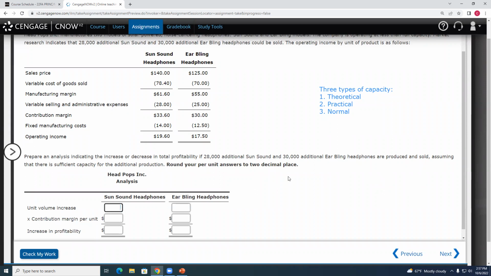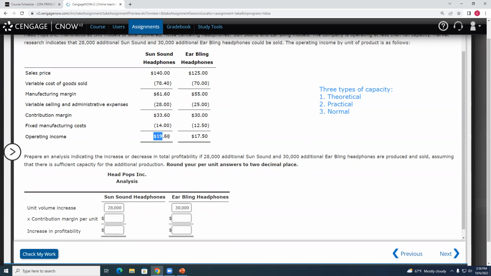So what do we know? Based on what we learned in the last chapter about contribution margin, we know that our variable costs are incurred per unit, but the fixed costs are going to remain constant. If we're already covering our fixed costs with the amount of Sun Sound headphones and ear-bling headphones that we are already producing, we won't increase those fixed costs by producing more. So how many more are we going to produce? 28,000 Sun Sound and 30,000 ear-bling headphones. Again, we've already covered our fixed manufacturing costs.